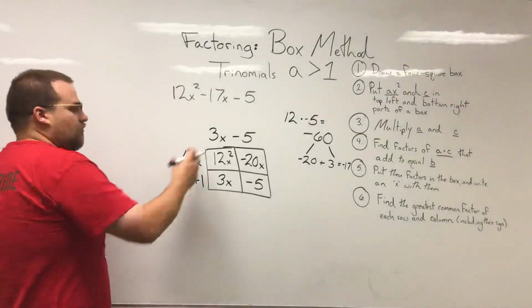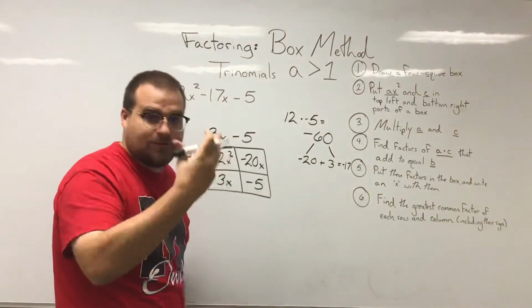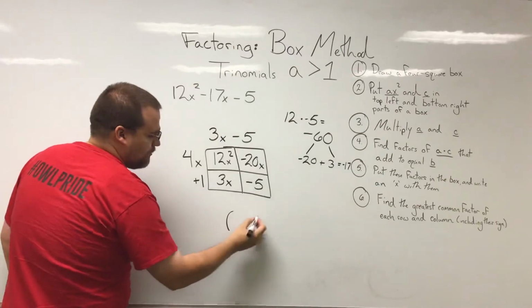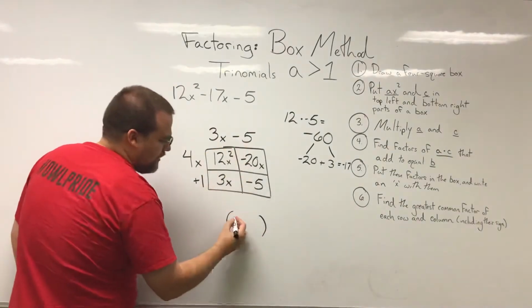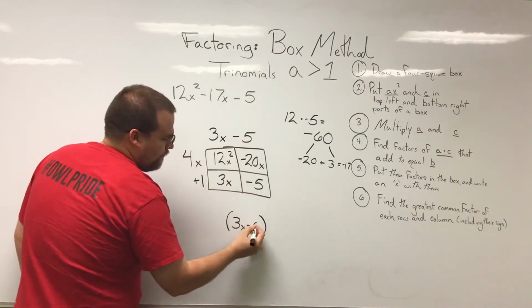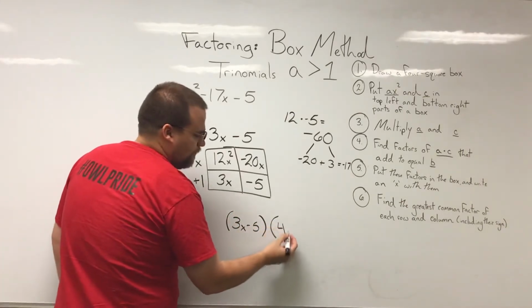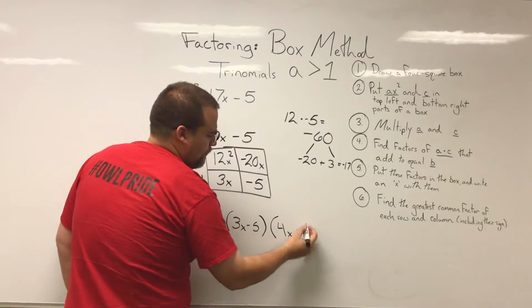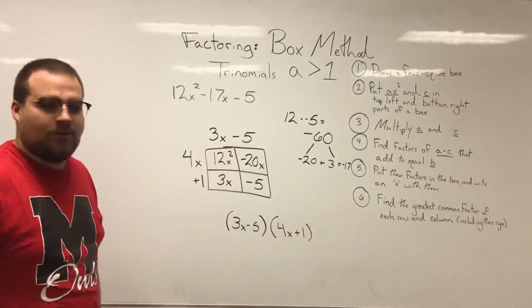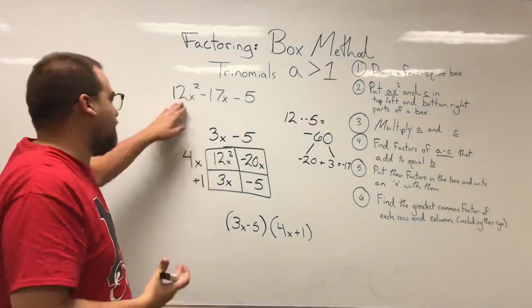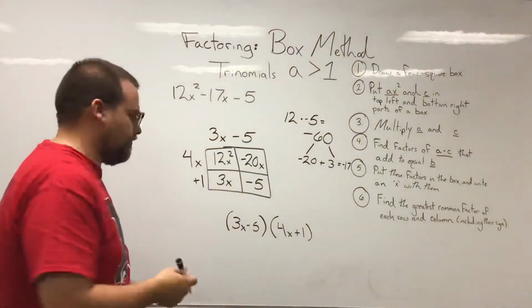So ultimately, what this greatest common factoring tells us is my binomial factors are 3x minus 5 and 4x plus 1. And that's it. If I wanted to go ahead and FOIL these, I can double check, make sure I get back to my original answer.